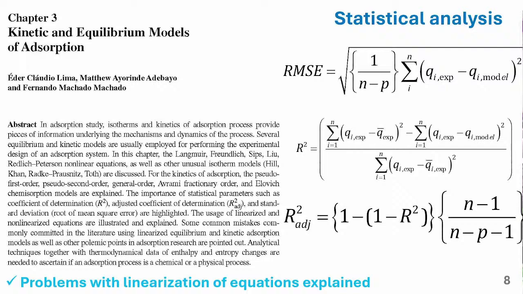So in this book chapter, there's a discussion on the problem coming from linearization of equations in adsorption study. When we carry out adsorption study and we subject data to the different models, the suitability of each model will be adjudged by a number of statistical parameters, such as root mean square error, which will give the relationship between the theoretical data as well as experimental data obtained in the lab.